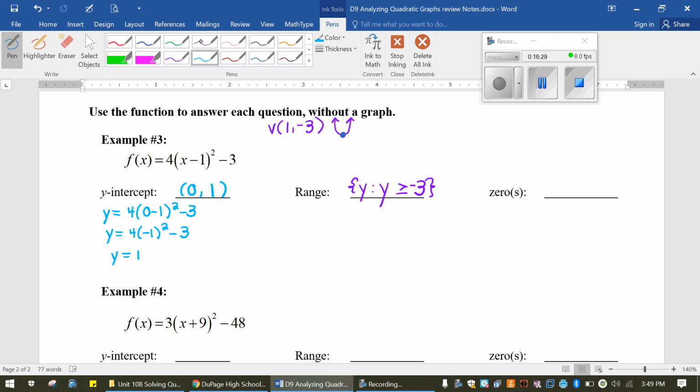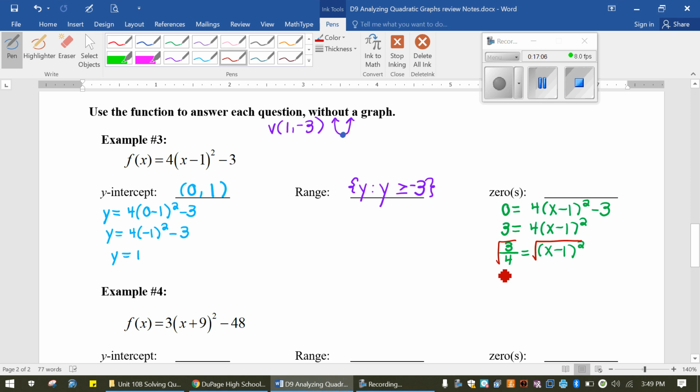For my zeros, that just means I'm going to look for the x-intercepts and write them as solutions. So I'm setting this equal to 0. So I've got 4 times (x minus 1) squared minus 3. I'm going to solve this with the square root property. So I'm going to add 3 to both sides, and then divide by 4. Uh-oh, there's a fraction. And I'm going to take the square root of both sides.